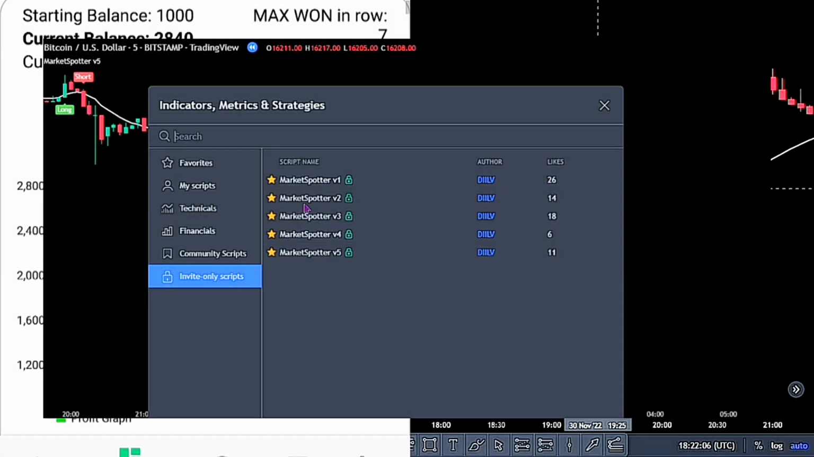So yeah, traders, you can fully start making use of the Market Spotter V5 indicator. You can as well try out other indicators, but make sure you do the proper backtesting and forward testing before trading live.